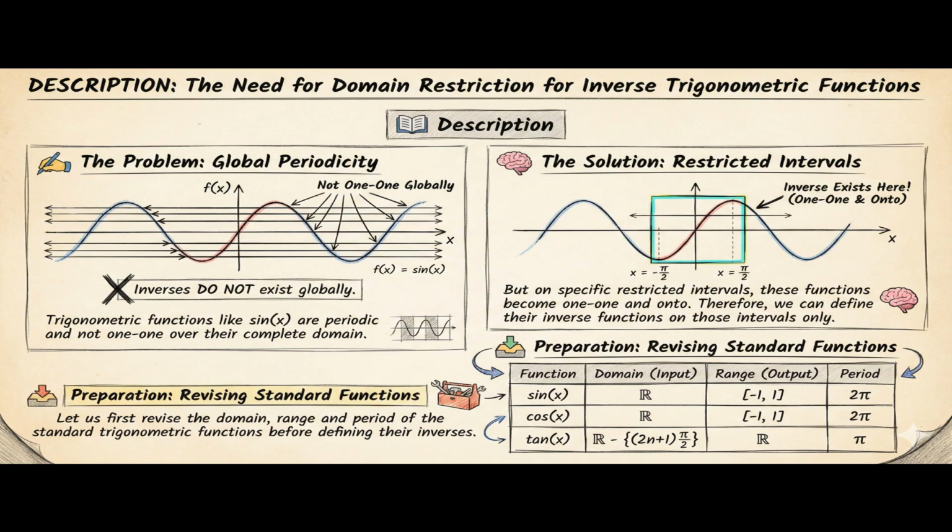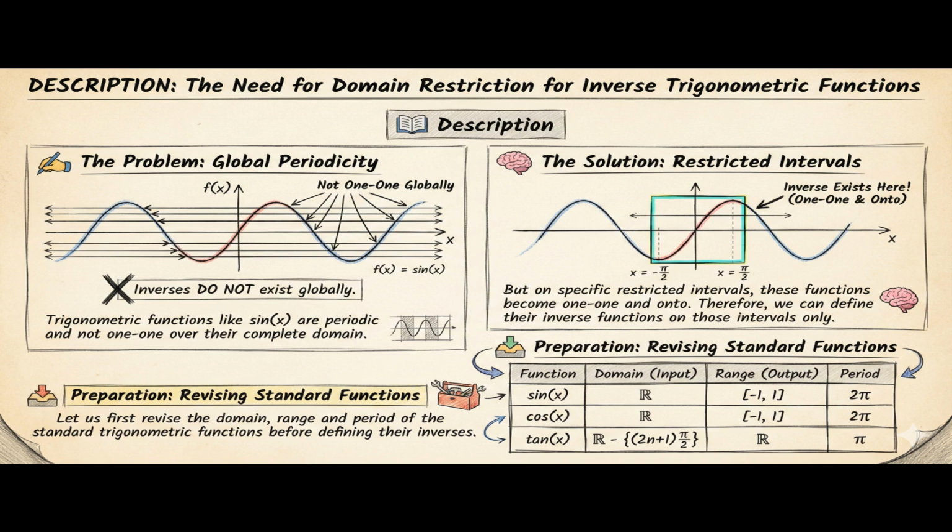Trigonometric functions like sin x, cos x, tan x are periodic functions. These functions are not 1-1 over their complete domain. So inverse functions of trigonometric functions do not exist globally, but on specific restricted intervals, these functions become 1-1 and onto. Therefore, inverse trigonometric functions can be defined only on those restricted intervals.